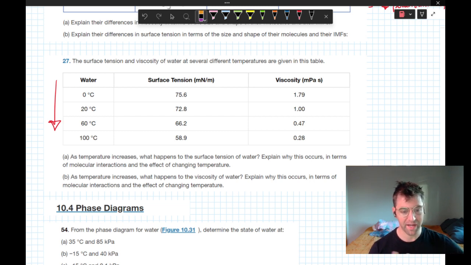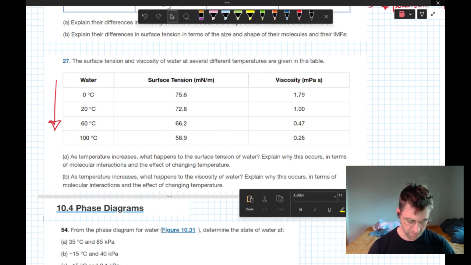And similarly, making it less resistant to flow. As temperature increases, what happens to the viscosity? Makes it less resistant to flow. And this is occurring because that increase in average kinetic energy is overcoming some of those intermolecular forces that are holding those water molecules together. Cool.